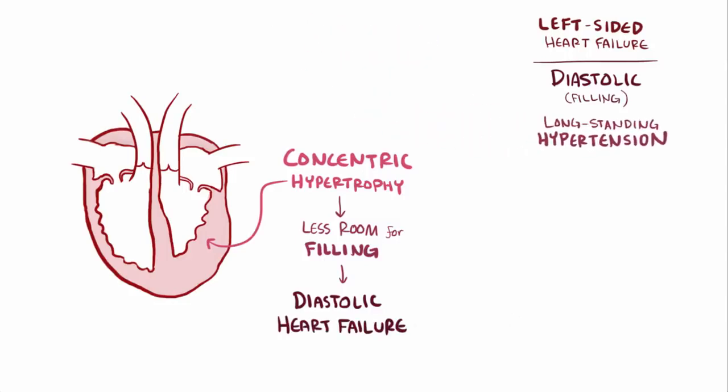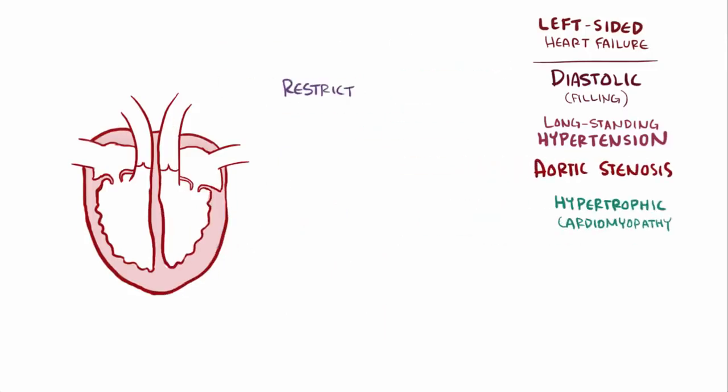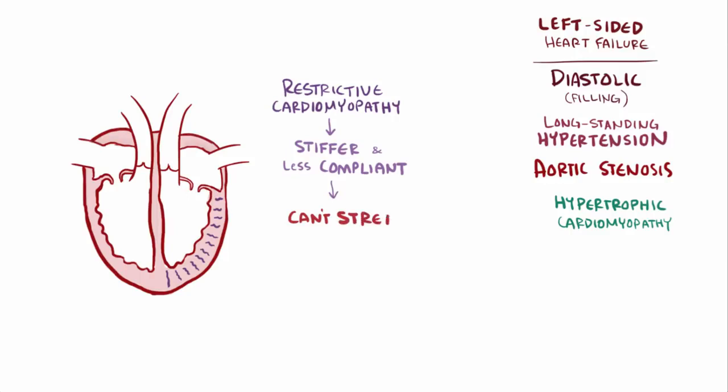Concentric hypertrophy leading to diastolic failure can also be caused by aortic stenosis, which is a narrowing of the aortic valve opening, as well as by hypertrophic cardiomyopathy, an abnormal ventricular wall thickening, often from a genetic cause. Restrictive cardiomyopathies are yet another cause. In this case, the heart muscle gets stiffer and less compliant, and therefore the left ventricle can't easily stretch out and fill with as much blood, which leads to diastolic heart failure.